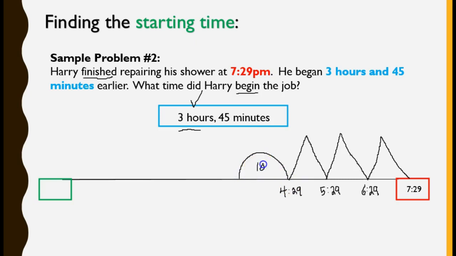Remember, we're going backwards, so we're subtracting. 4:29 minus 10 minutes would be 4:19. Okay, minus 10 minutes, 4:09. Minus 10 minutes, well, minus 9 minutes would get me to 4 o'clock. And then if I subtract 1 more minute, it would be 3:59.